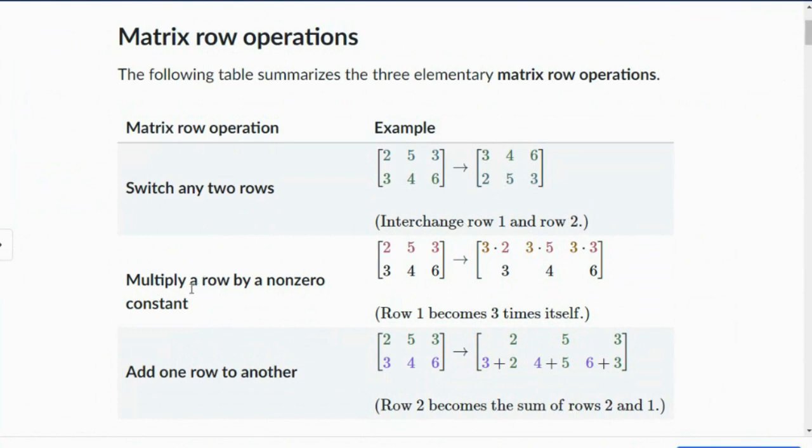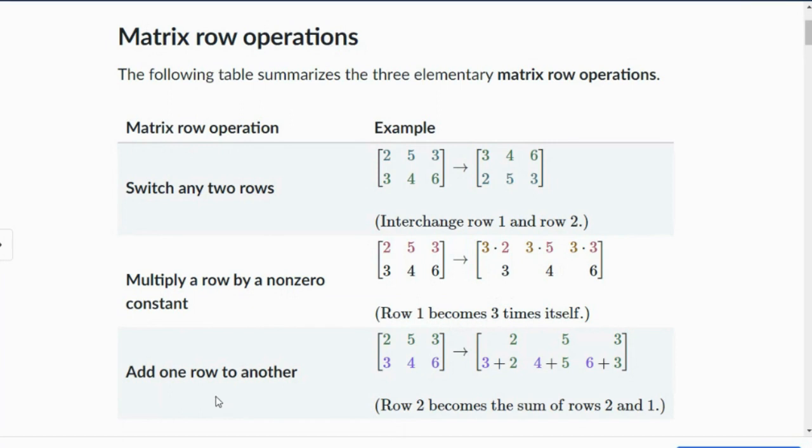Or we can multiply a row by a non-zero constant. We can't multiply by 0. We're not trying to get rid of a row. But let's say we took the first row and we multiply by 3. So it's 3 times 2 and 3 times 5 and 3 times 3. So let's do 2, 5, 3. It becomes 6, 15, 9. And notice we don't do anything to the second row. We just multiplied row 1 becomes 3 times itself.